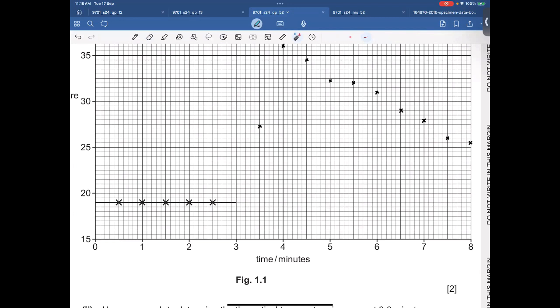So basically, this is 27, 26, 27, 28, 29, and this one is 30. Okay. And this is 2.1, 2.2, 2.3, 2.4, 2.5, 2.6, 2.7, 2.8, 2.9, 3. Okay, I hope it makes sense to you.